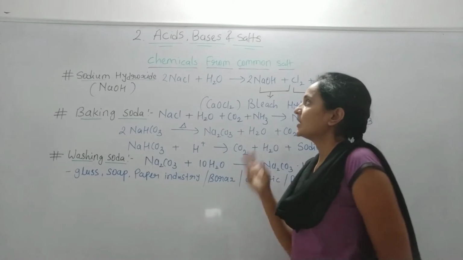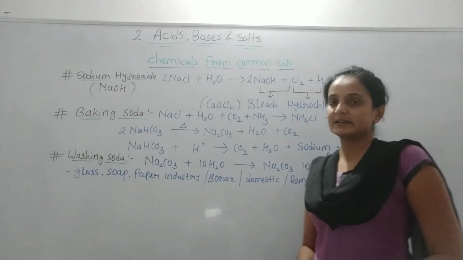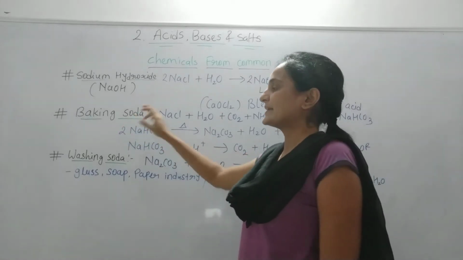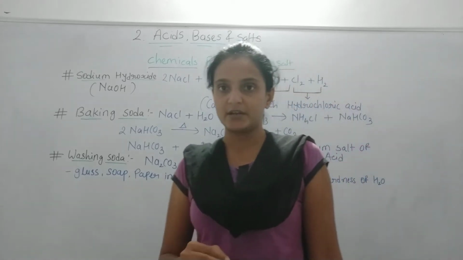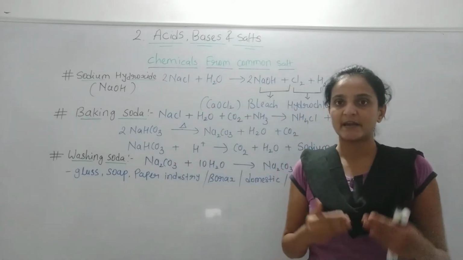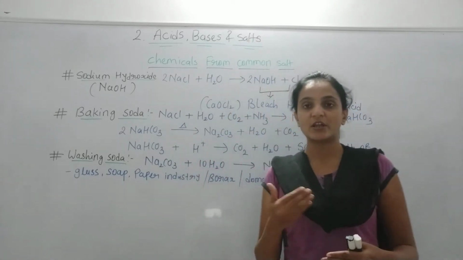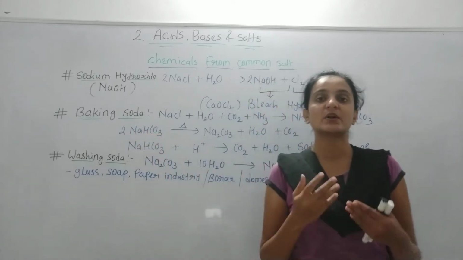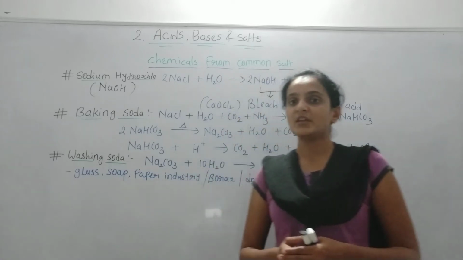Okay. Now another chemical that could be prepared from the common salt NaCl is baking soda. We can prepare baking soda. Its chemical name is sodium hydrogen carbonate. The common name is baking soda that we use in our daily life, but its chemical name and molecular formula is NaHCO3, sodium hydrogen carbonate, which can also be prepared from the common salt.